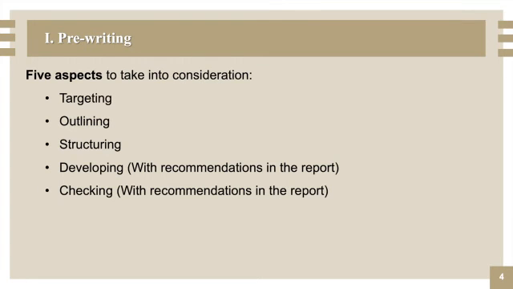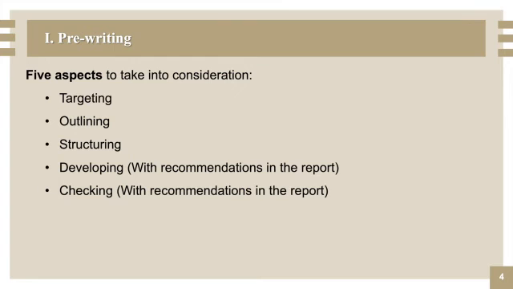So the first step is pre-writing. In pre-writing, there are 5 aspects to take into consideration, which are targeting, outlining, structuring, developing, and checking. For targeting, keep in mind that the report you are writing is not just for you, but also for your readers to read. So make sure that you deliver the information in a direct and understandable way.